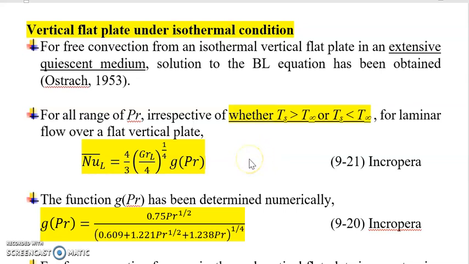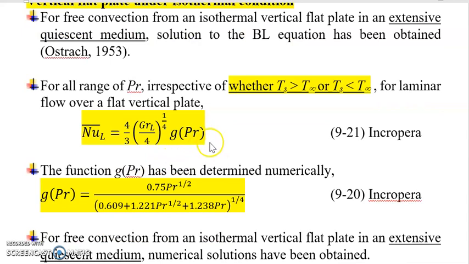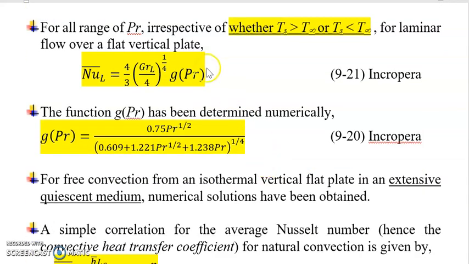The equation is applicable whether your flat plate is at a higher temperature than the surrounding fluid or at a lower temperature than the surrounding fluid. It's a vertical flat plate for laminar flow. So we have this equation, which is a function of the Prandtl number, in fact, and it was obtained numerically by Ostrach. So you may use this equation.